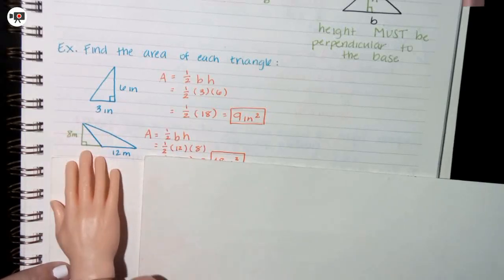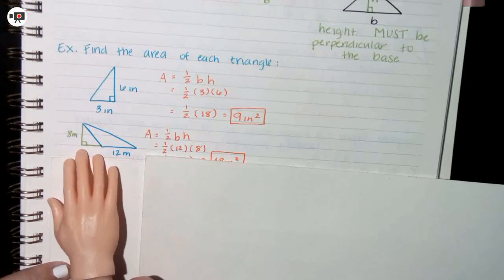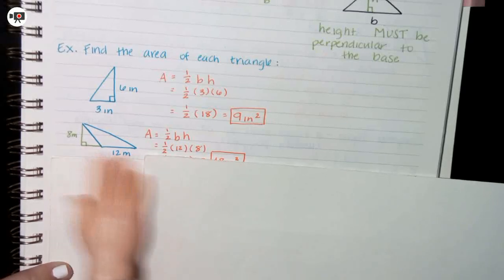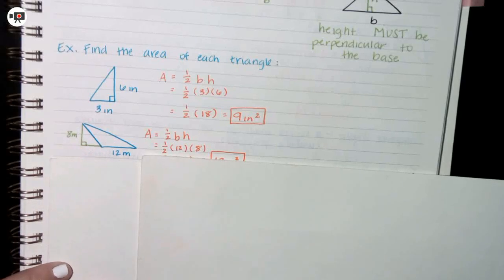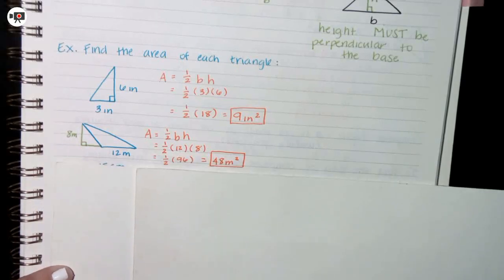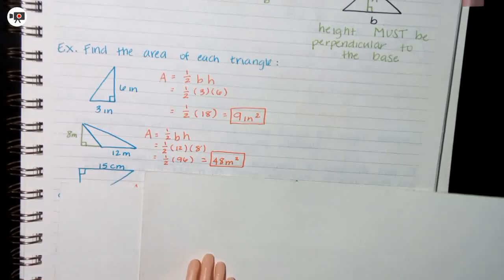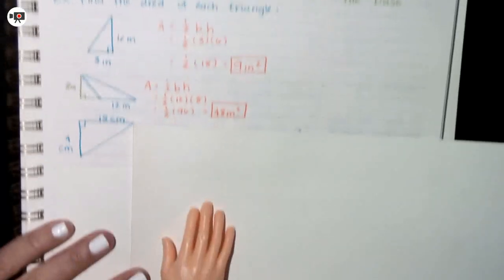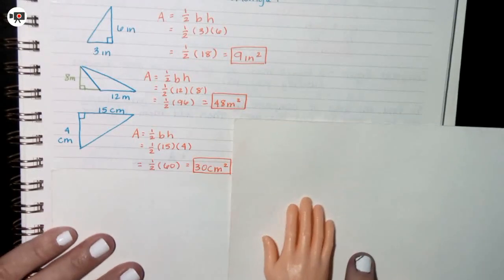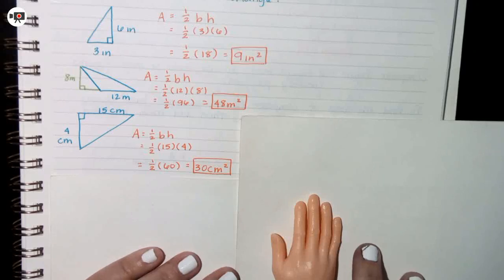Here I have 8 and 12, and since the height has to be perpendicular to the base, it has to be drawn on the outside because it's such a slanted triangle. So I have 12 times 8 is 96, and half of 96 is 48. In this triangle, I have the base is 15 and the height is 4. 15 times 4 is 60, and half of 60 is 30.